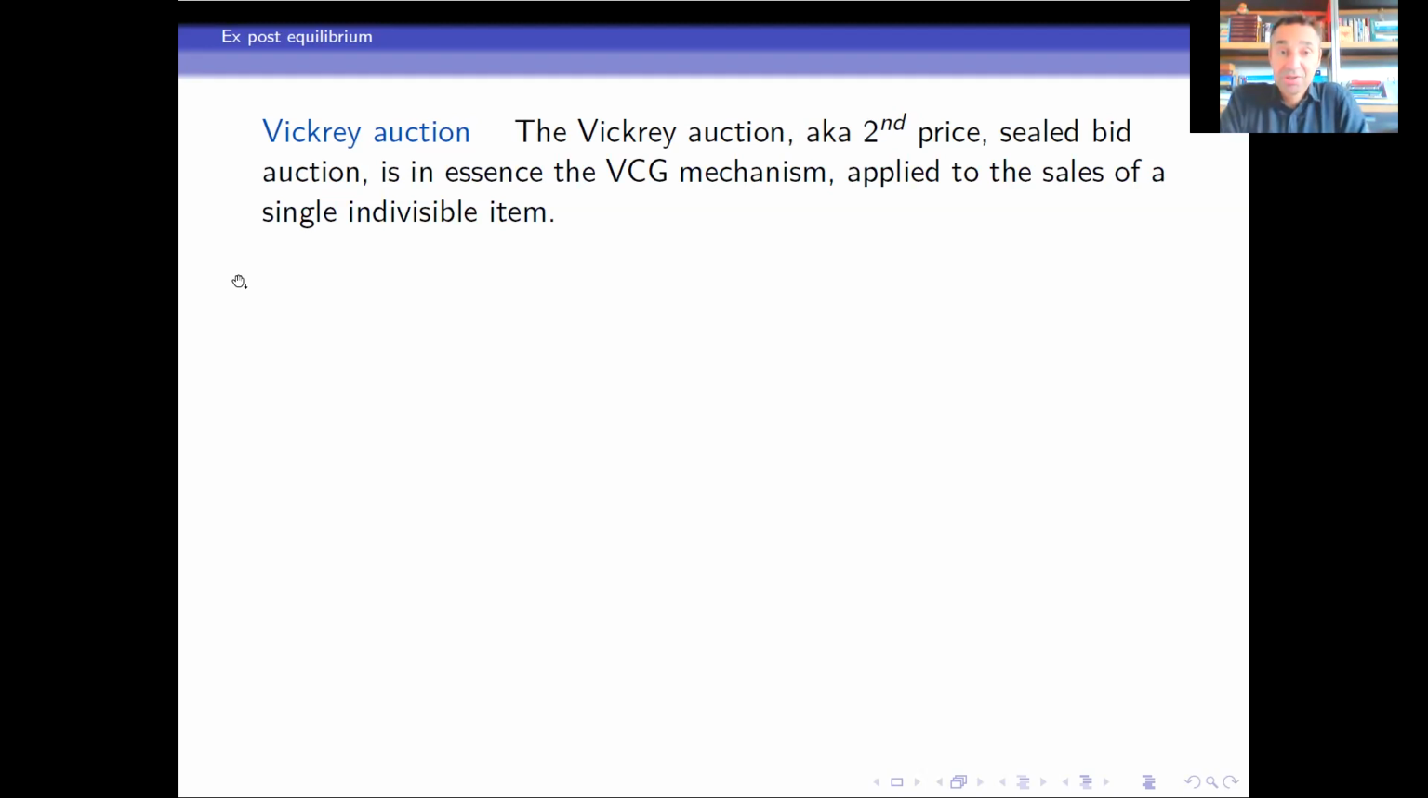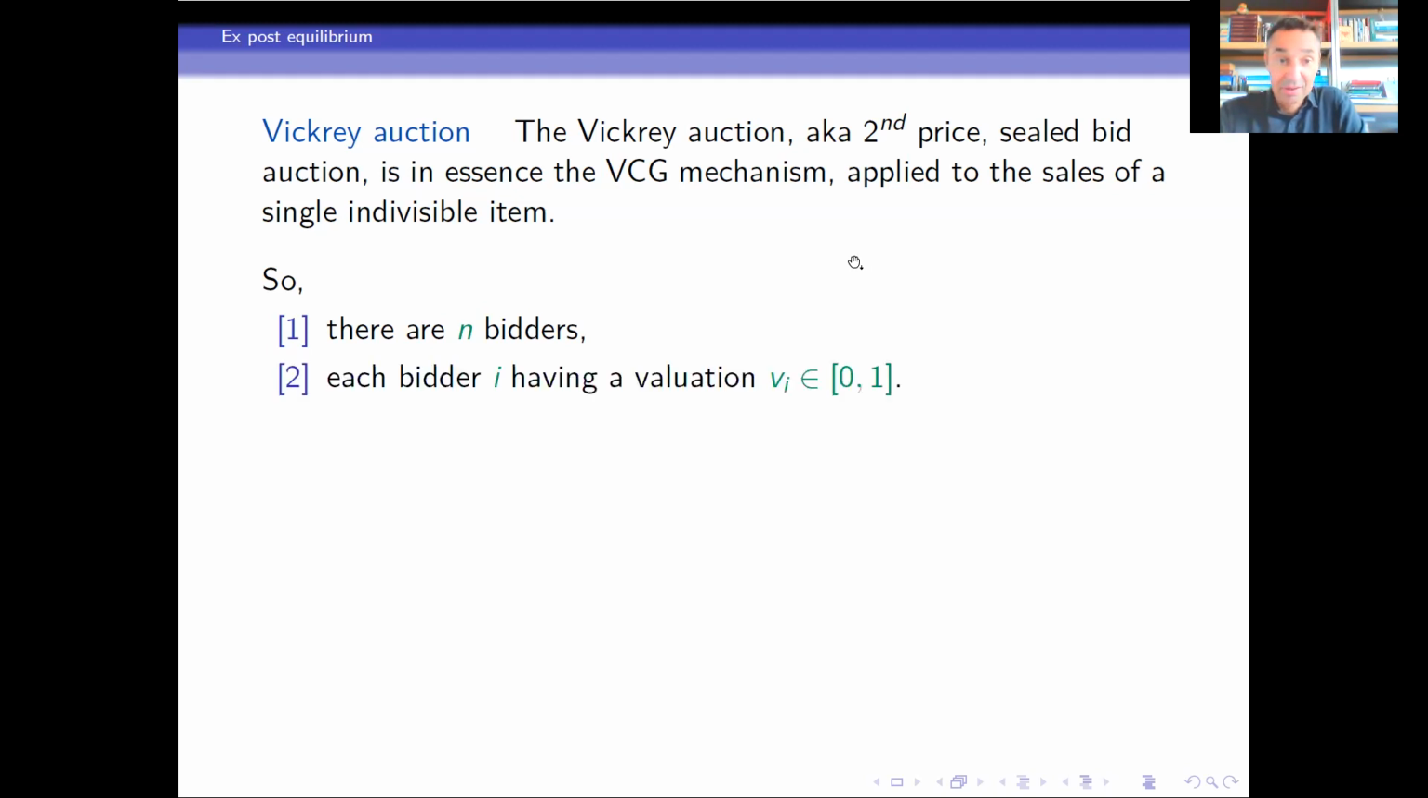And what it is, in essence, literally the Vickrey-Clarke-Groves mechanism, but then applied to the sales of one particular item. So what does that do? We have this single item. So we have the bidders, and each bidder has a value for the item. So for ownership of the item, as before.